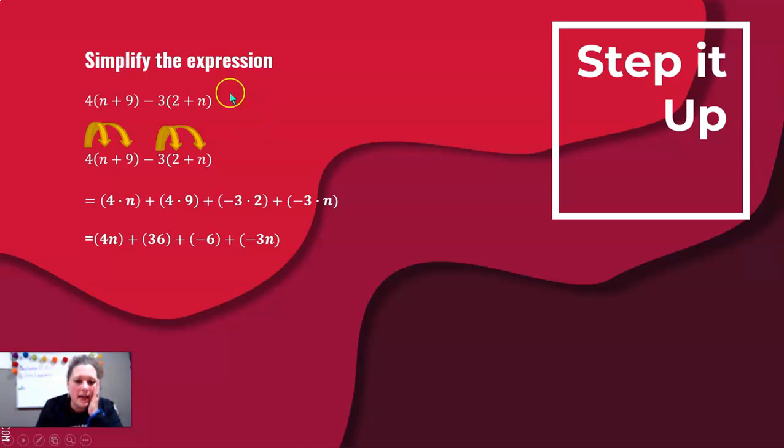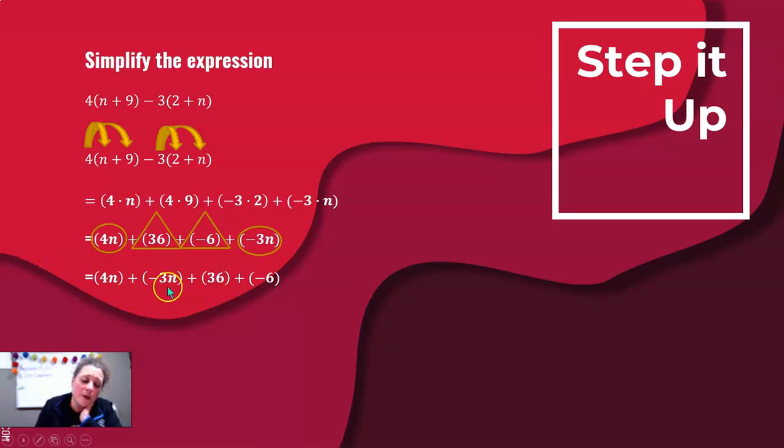So I'm going to look, can I see any like terms? Oh, there it is, 4n. Do I have any other n? There it is, negative 3n. And then I have this 36. Do I have any other regular number? I sure do right there. So I'm going to regroup those and organize them so that the circles are next to each other, and the terms with the triangles are near each other. And I'm going to do my two separate addition problems here.